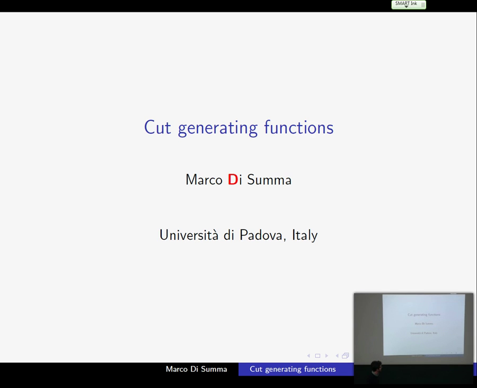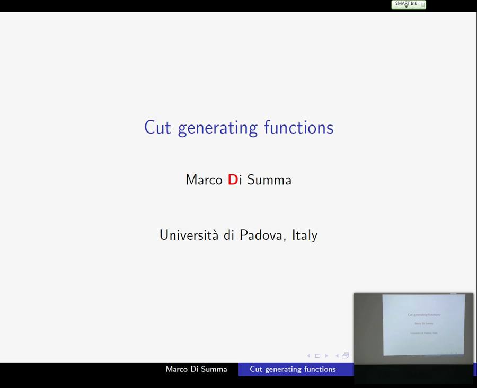So what I want to do is to give a very easy overview of cut generating functions. I won't give any details or technicalities, but I will give enough results to be able to formulate some interesting open questions. So essentially, cut generating function is the theory of developing automatic tools to find cutting planes for mathematical programming problems.